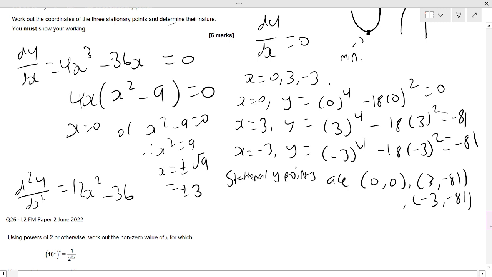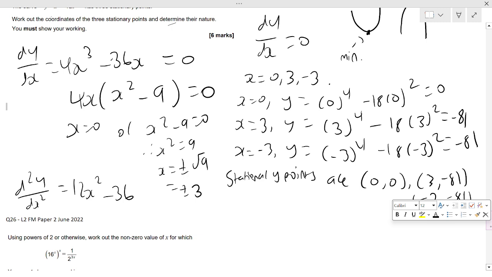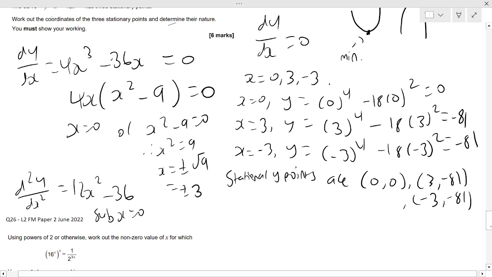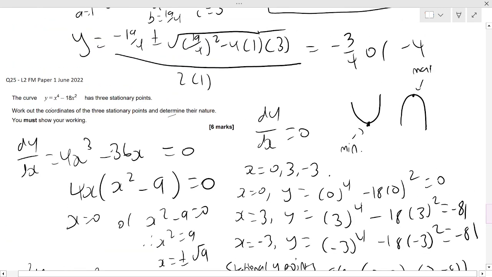Now, what we need to do is to substitute each of these points, x is 0, x is 3, x is minus 3, into the second derivative. And you need to pay attention to the sign. First of all, sub x is 0. Then we're going to have 12 of 0 squared minus 36. That's going to be minus 36. Now, this is negative, so this is going to be a maximum point. So it's going to look like this.